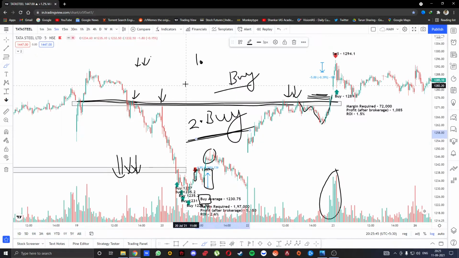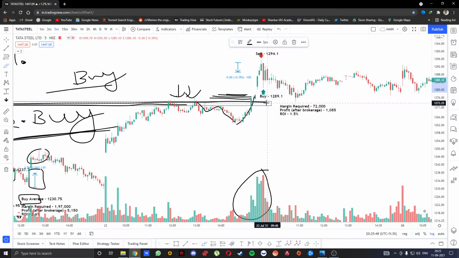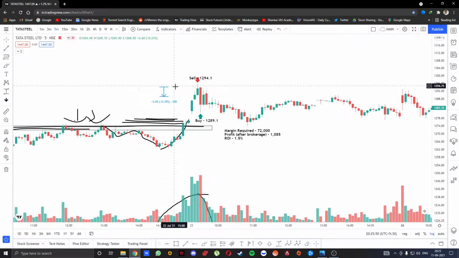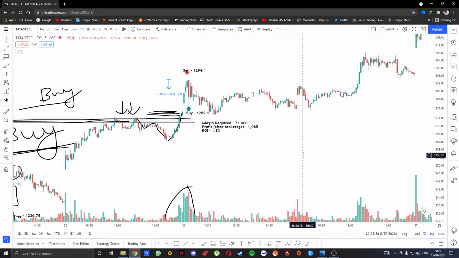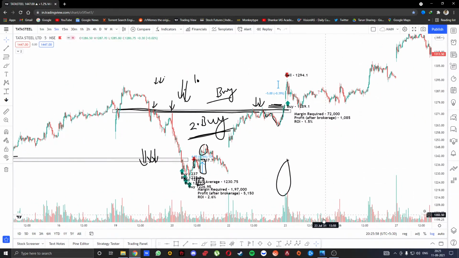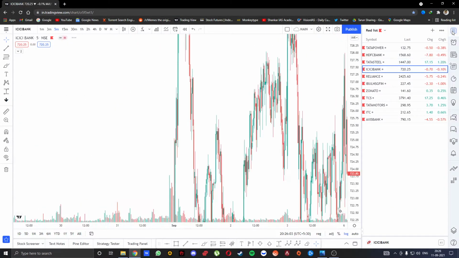So what does the smart money do? It starts to sell. So what I do is I sell at the open, almost at the open, and I cover right here. This was the trade for Tata Steel. Now the second trade was in ICICI Bank. So let's look at that.